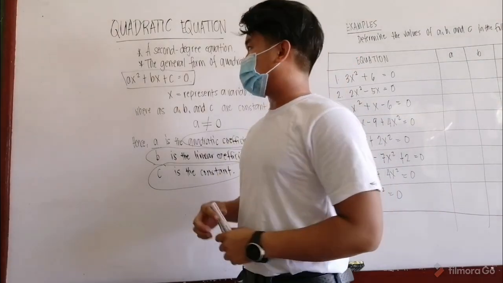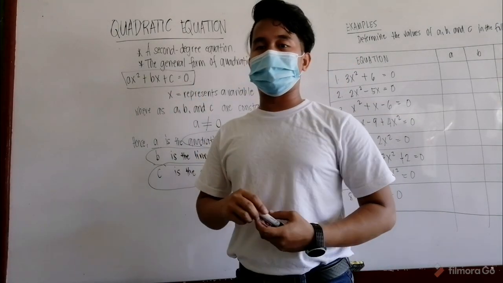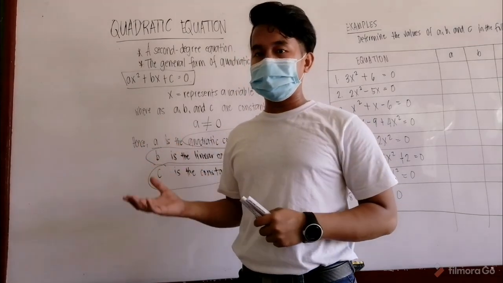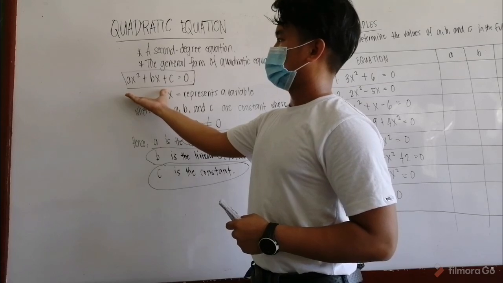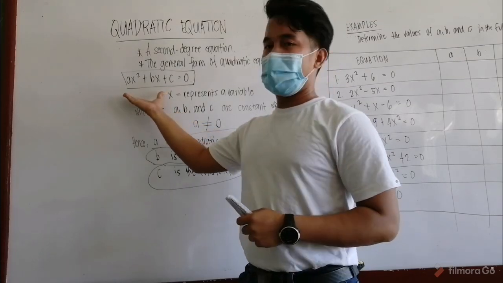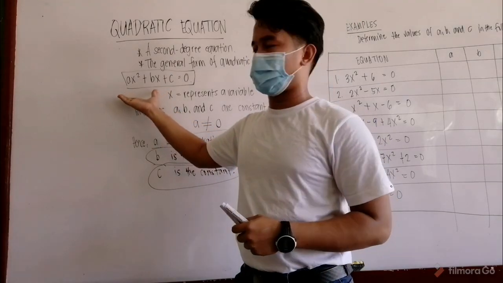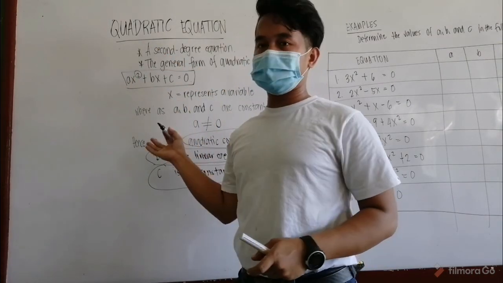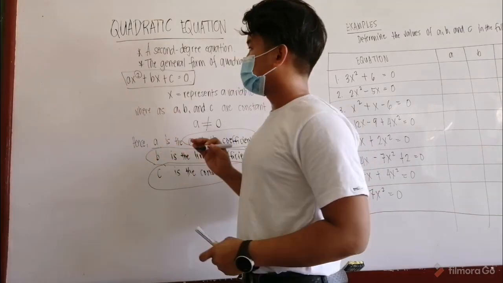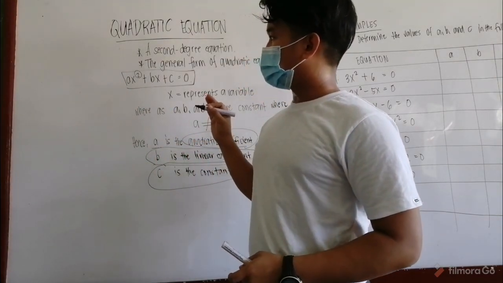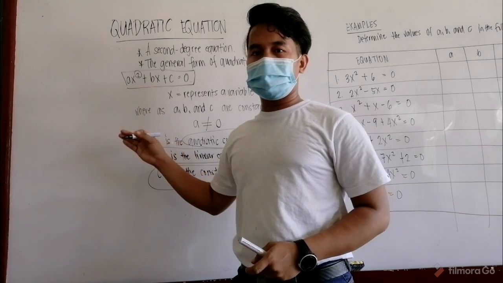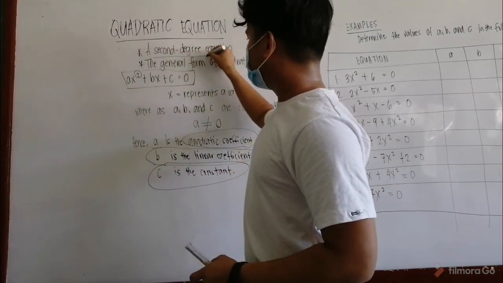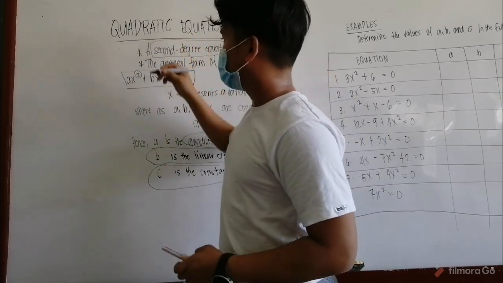Let us remember the general form of the quadratic equation. So we have ax squared plus bx plus c. And as you can see, the highest exponent of this equation is 2. And that is the degree of the polynomial, 2, wherein it is the definition of the quadratic equation, a second-degree equation.